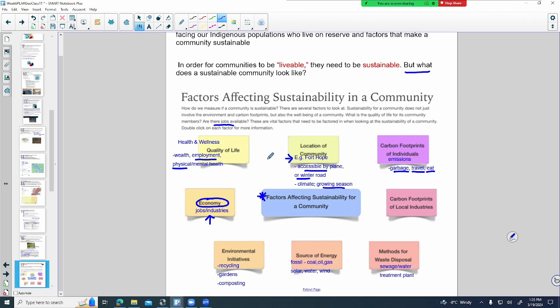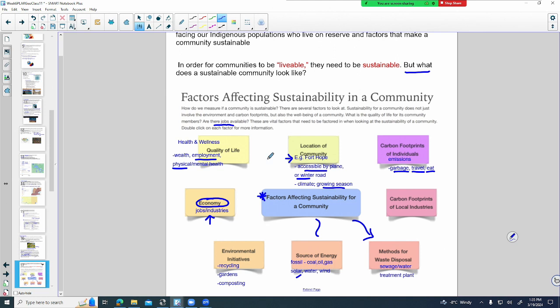Okay, another factor when you're looking at sustainability for a community are methods of waste disposal. So how will they dispose of sewage? Will they have a water treatment plant? What kind of energy will they have? Will they have fossil fuels like coal, oil, or gas? Or will they have solar, water, or wind?